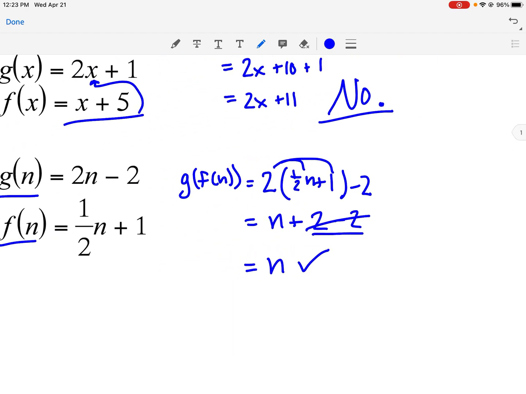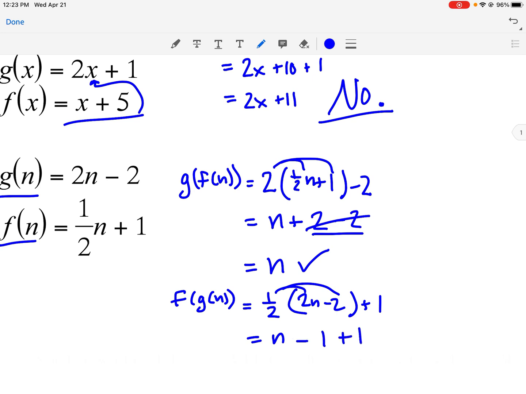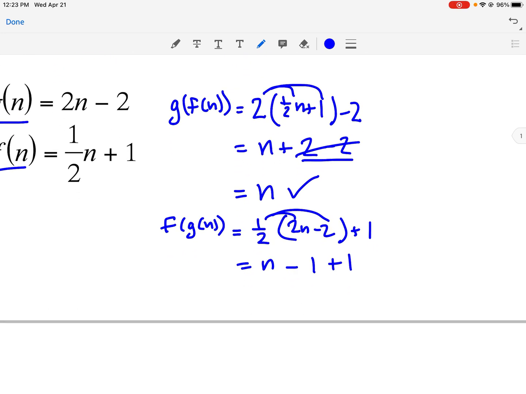So let's plug G into F. Let's do F of G of N and see what we get there. So instead of 1/2 n plus 1, it's going to be 1/2 times the whole G function, plus 1. So we distribute, minus 1 plus 1. And then those will cancel. We're left with n. So both times, all of our operations canceled, and we're just left with the variable.